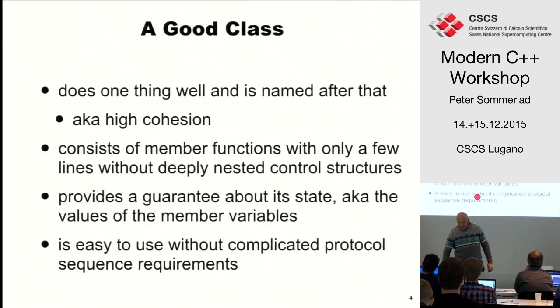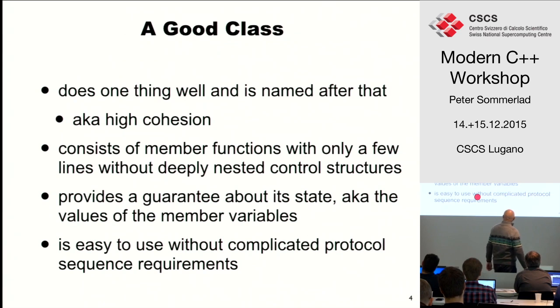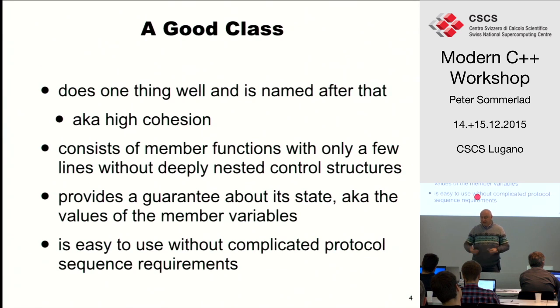And if we look at class design, a good class is almost the same. It does one thing well and is named after that. It consists of member functions with only a few lines, without deeply nested control structures. I understand in some cases you might want that, but even then, with inlining, you don't need to spell that nesting out in source code directly. And a good class provides a guarantee about its state, a class invariant. So, let's say, the values are never negative or whatever. If you provide a date class, the dates are always valid date values.